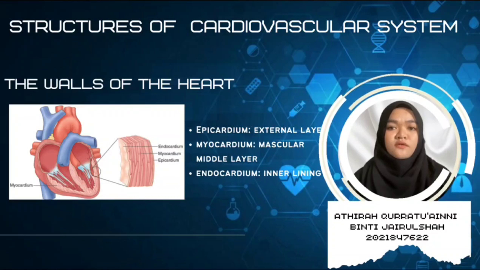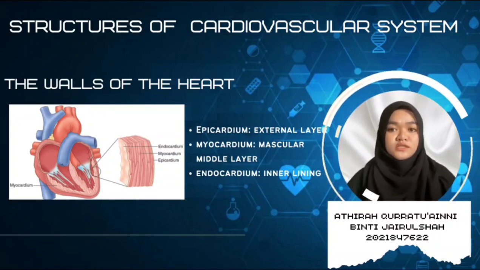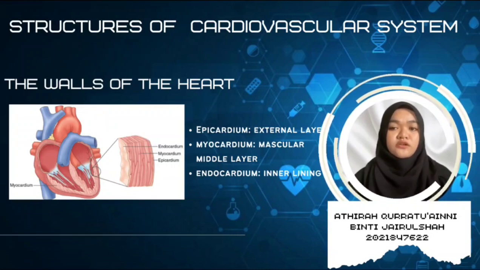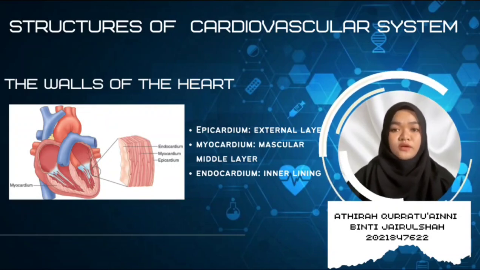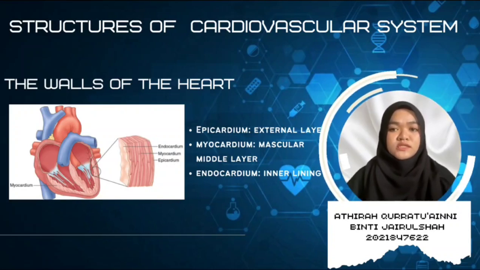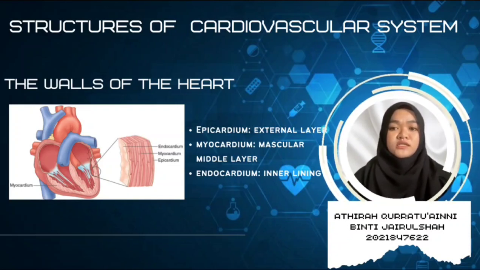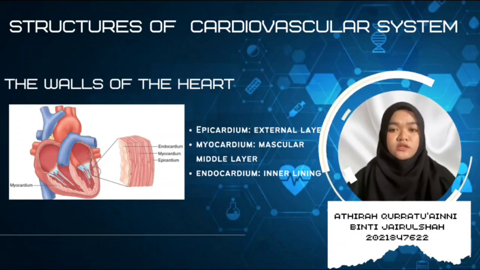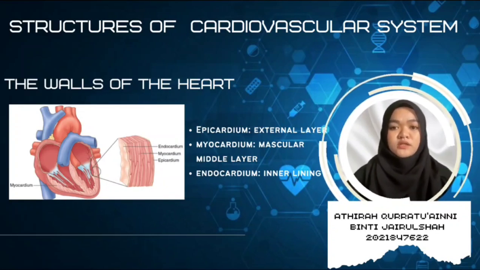This consists of specialized cardiac muscle tissue that is capable of the constant contraction and relaxation that creates the pumping movement necessary to maintain the flow of blood throughout the body. The endocardium, which consists of epithelial tissue, is the inner lining of the heart. This is the surface that comes into direct contact with the blood as it is pumped through the heart.